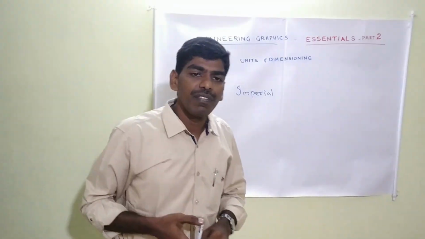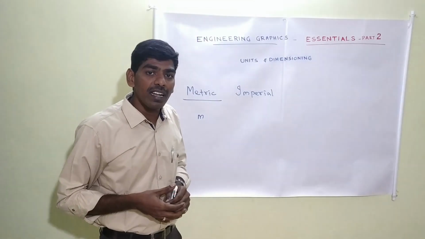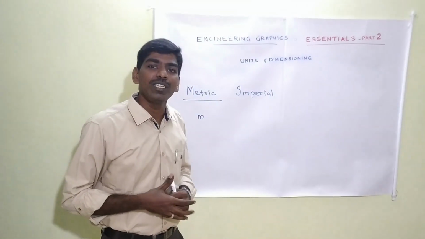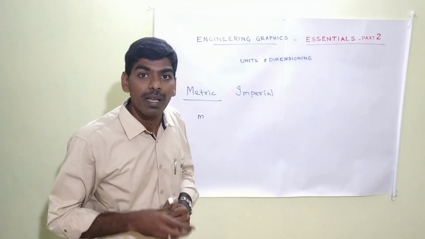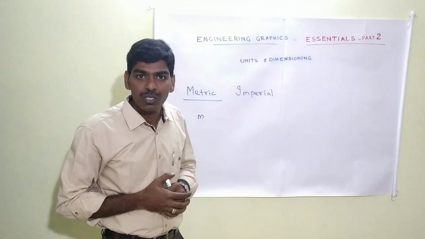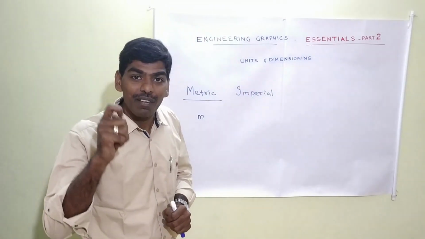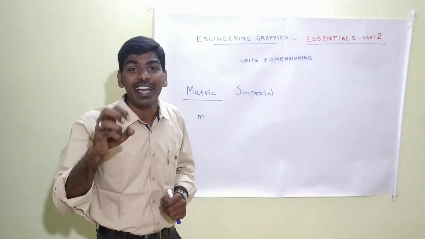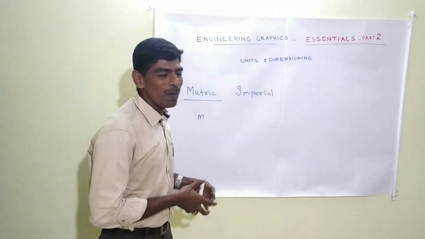For example, if a drawing is made in metric, in millimeter, how do we convert that into inch? 1 inch is equal to 25.4 millimeter. So by this conversion rate, we will be able to convert it. So we need to know about the units. Units are very important. So we have to be specific what kind of unit is being used in the drawing. Okay, good.